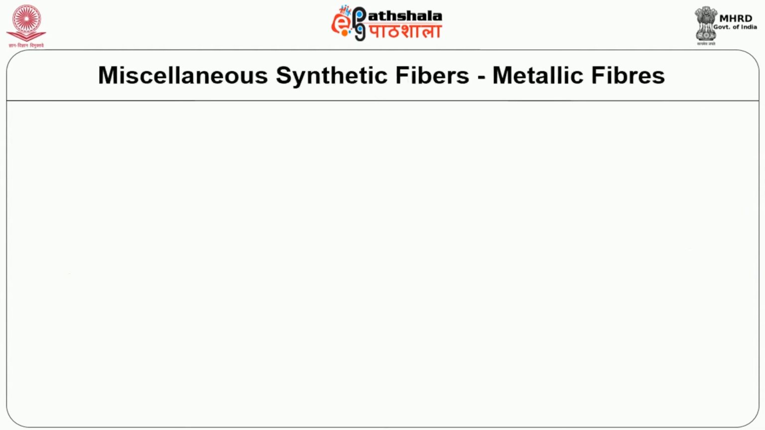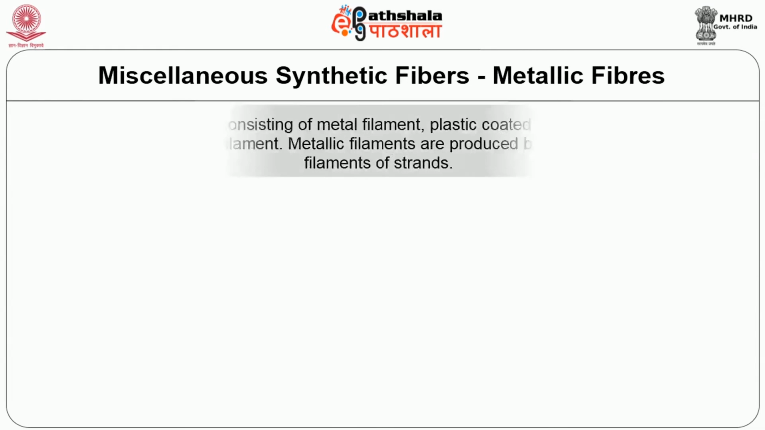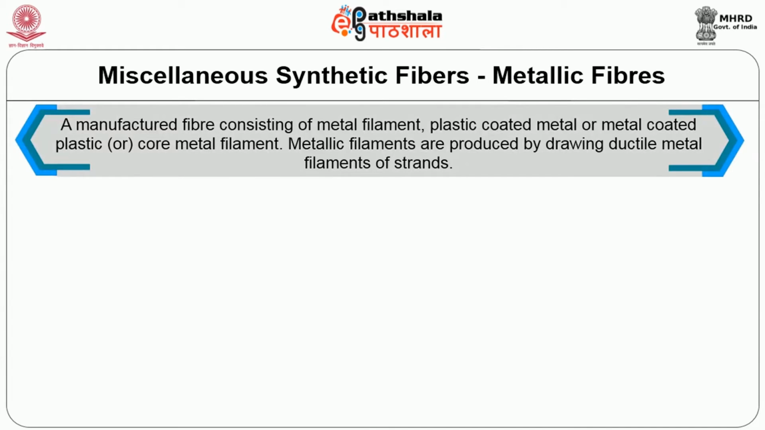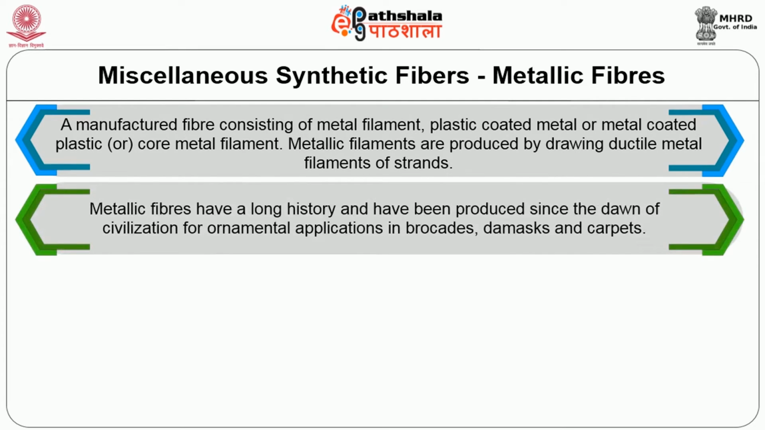We'll talk about the next miscellaneous fiber, which is the metallic fiber. A manufactured fiber consisting of metal filament, plastic coated metal or metal coated plastic or core metal filament. Metallic filaments are produced by drawing ductile metal filaments into strands. Metallic fibers have a long history and have been produced since the dawn of civilization for ornamental applications in brocades, damasks, and carpets.